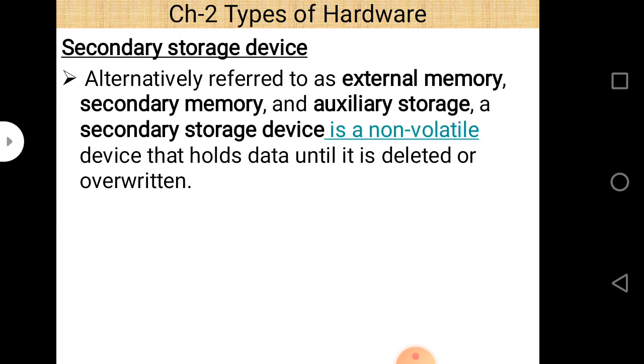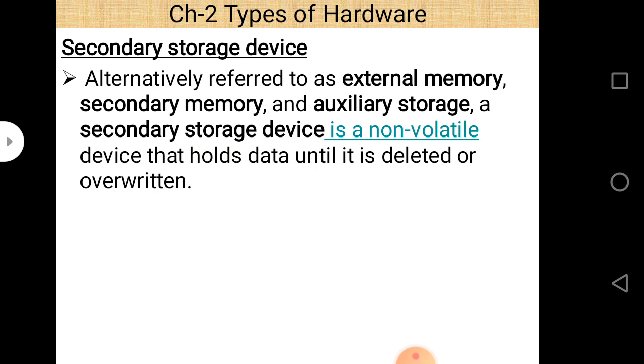Next is secondary storage devices. In our previous example, we already discussed primary storage devices, and there are two different types of primary memory: RAM, that is random access memory, and ROM, that is read-only memory.